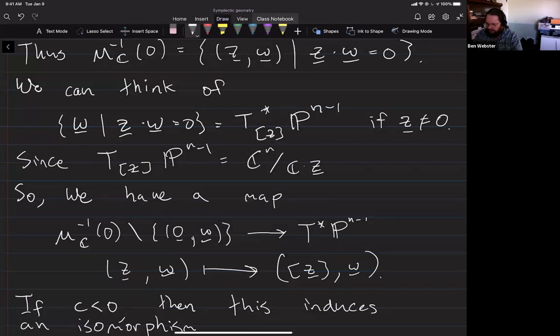So if you think about this, this means that when I take the inverse image of zero under the complex moment map, and I throw out all the guys where Z is zero, we'll worry about those in a moment, then that has a natural map to T star P^(n-1), which is I send Z to the line in P^(n-1) spanned by Z, specifically got rid of the case where Z is zero, so I don't have to worry about that. And then W goes to the corresponding cotangent vector.